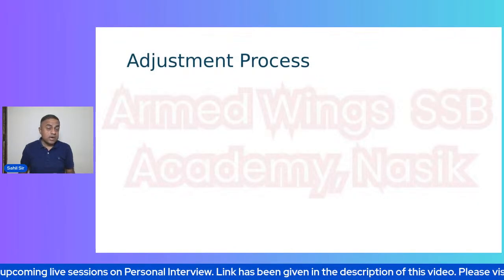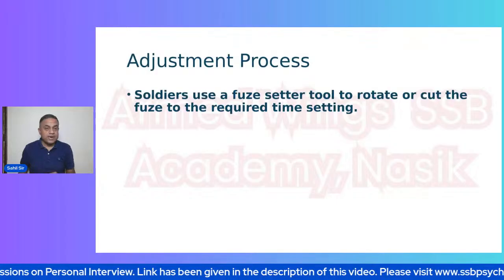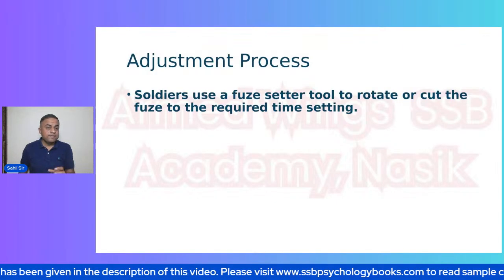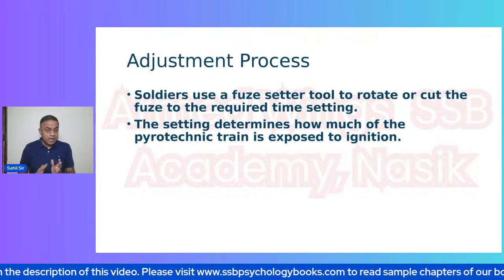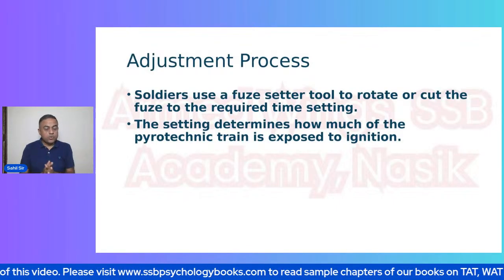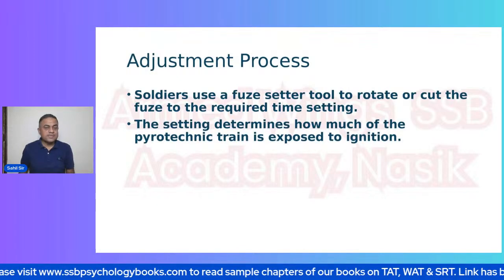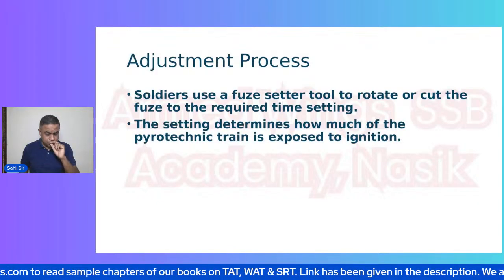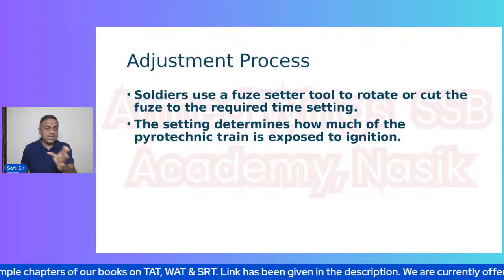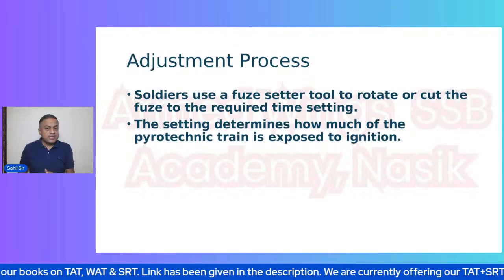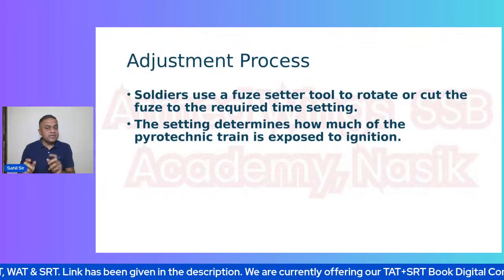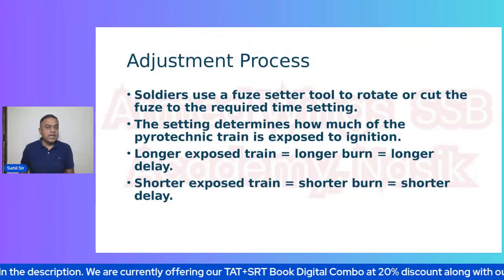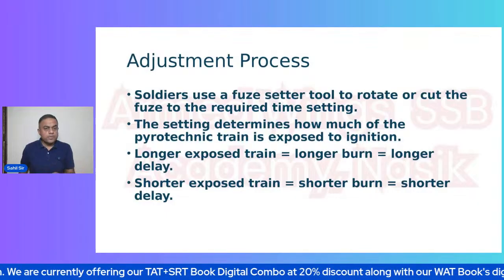Now adjustment process: how do you adjust it to the required time? Soldiers use a fuse setter tool to rotate or cut the fuse to the required time setting. I'll show you in a while what this fuse setter tool is and how it is used. We'll be able to see photographs, and we already saw how there are dials on a time delay fuse to adjust the setting as per your requirement. The same is applicable even for time fuse. The setting determines how much of the pyrotechnic train is exposed to ignition. Longer exposed train equals longer burn equals longer delay. Shorter exposed train equals shorter burn and shorter delay.